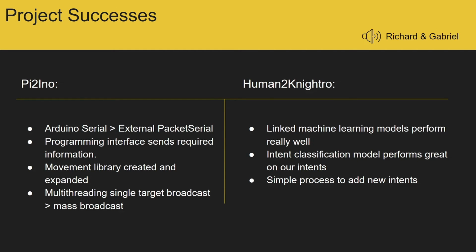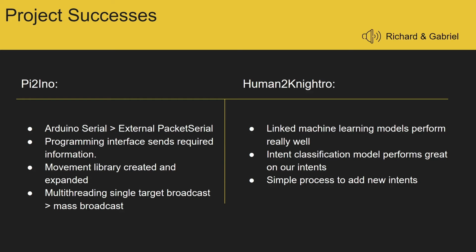As for successes, as I mentioned before, we had an issue with the packet serial library, so we constructed our own packet structure that sends over the motor ID, the angle we want, and the delay, which is the speed of how fast the motor needs to move. The interface now sends our required information, and because of this, we were able to establish our movement library and even expand upon it. Probably most impressively, we developed a multi-threaded, single-target broadcast to replace the mass broadcast we were using before, which tried to send the information to all Arduinos. We now have a singular thread focusing on a singular Arduino each.